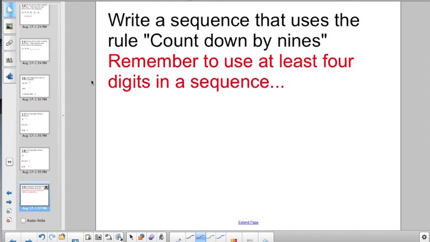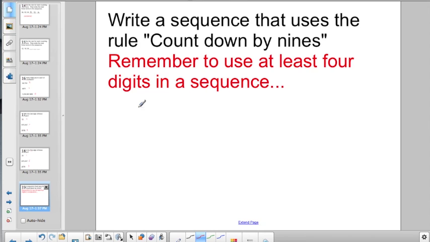So again, we did one like this before. Write a sequence that uses the rule count down by nines. And remember, when you have these type of problems, we're going to use at least 4 digits in a sequence. So just make sure that you don't go smaller than 0, because most of y'all don't know about negative numbers yet. Some do, and I'll be really happy when that happens. But most of the time, most 5th graders don't.